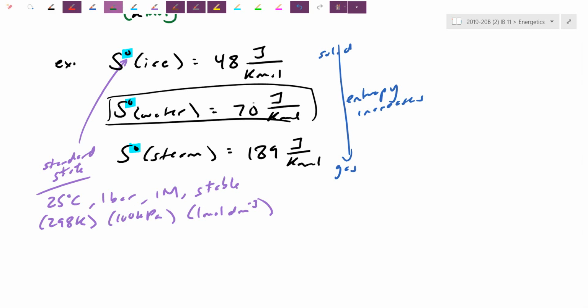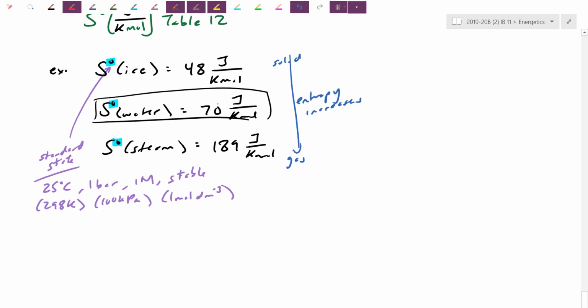How did they manage to get a standard state for ice and a standard state for steam, when water isn't solid or gas at this temperature? As you might imagine, there is some extrapolating involved. Again, I don't know necessarily how their experiment was done, but they would be under these standard conditions.